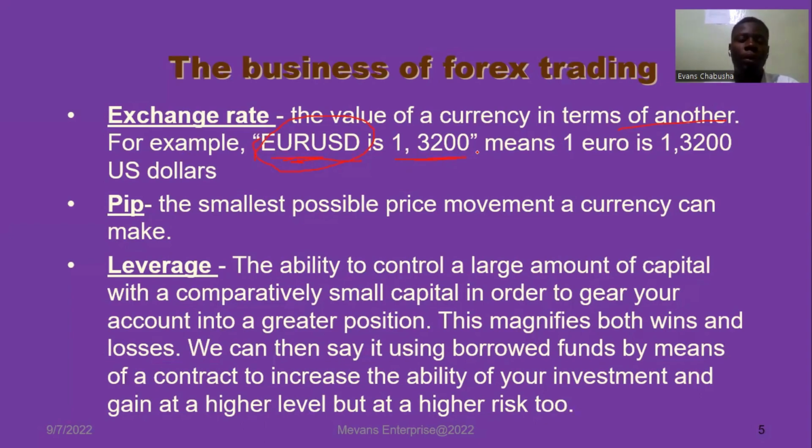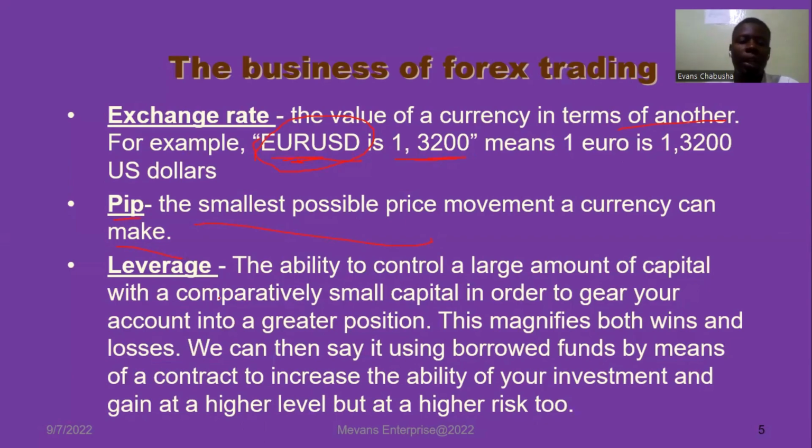We'll come back to these principles and you solidify them nicely. Okay, so another terminology that you are going to be finding more often is a pip. So what is a pip? The pip is just the smallest possible price movement a currency can make.